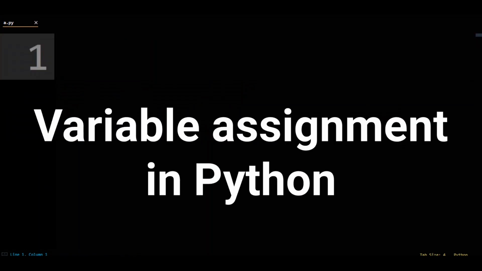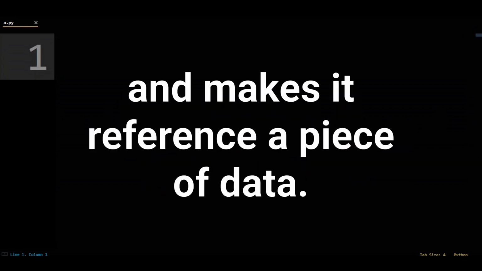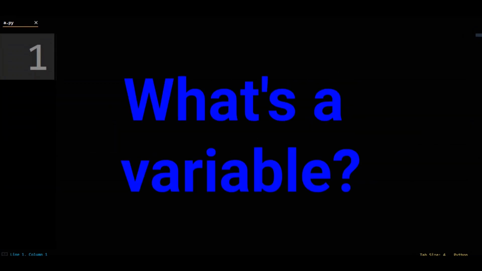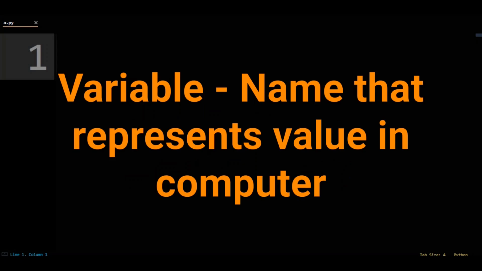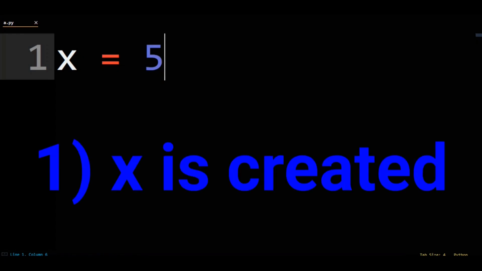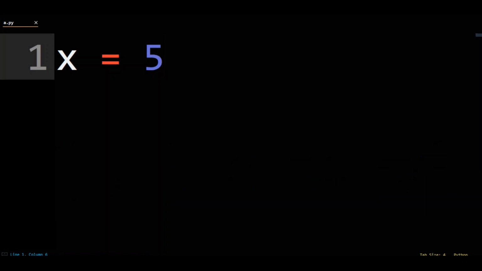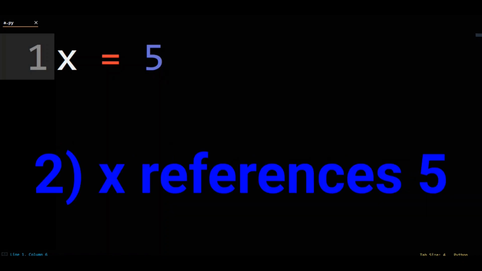Variable assignment in Python creates a variable and makes it reference a piece of data. Well then, what's a variable? A variable is a name that represents a value in the computer. We have a code editor in front of us. Let's do an assignment statement. X equals 5. This assignment statement has two parts, or steps. First, the variable x is created. Then, x references the value 5.